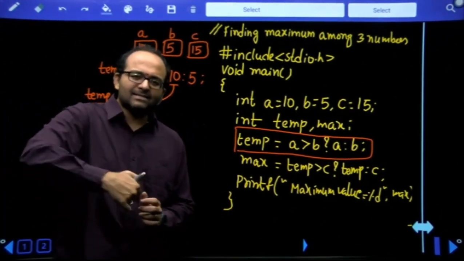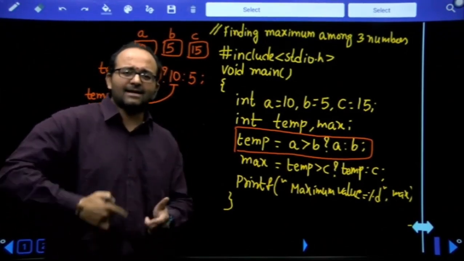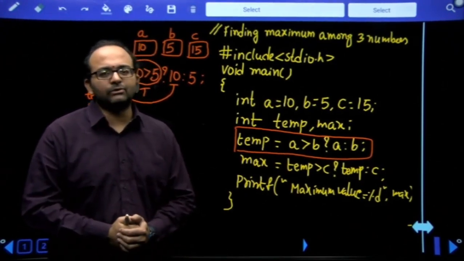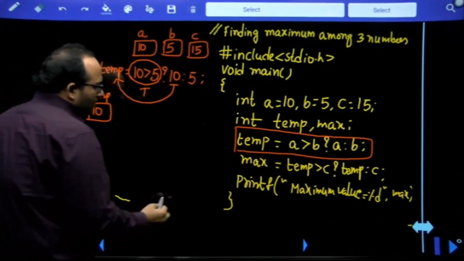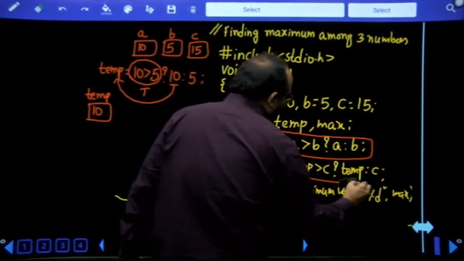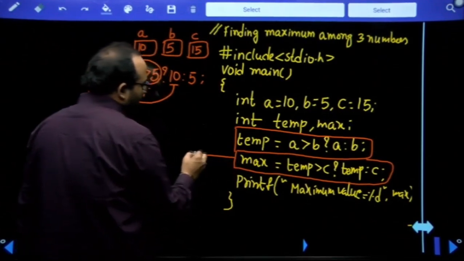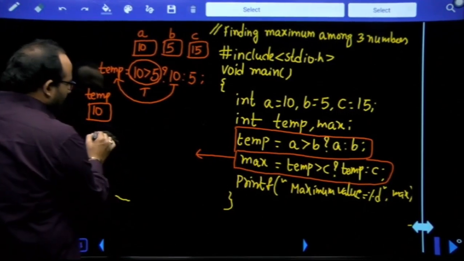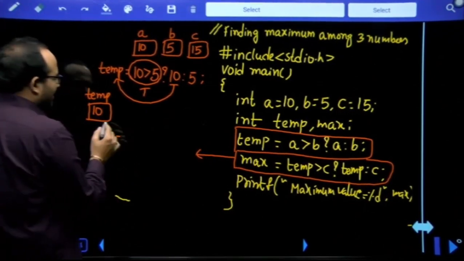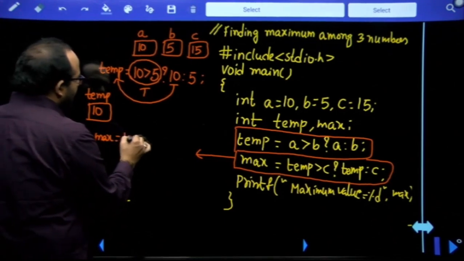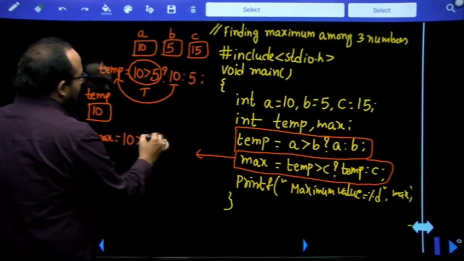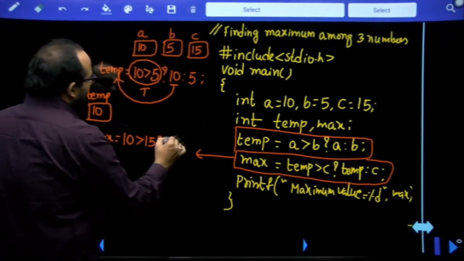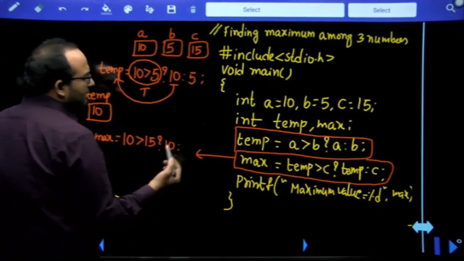Now I'll compare this maximum value with the third number, so that again I will identify the maximum among those two numbers. So finally we are able to get the maximum among three given numbers. Okay, so let's see the execution for this particular statement: max equal to temp greater than c. So just look at this. max equal to, what is the value of temp? temp value is 10 here. 10 greater than c, 10 greater than 15 question mark temp colon c. So temp value is 10 colon c.